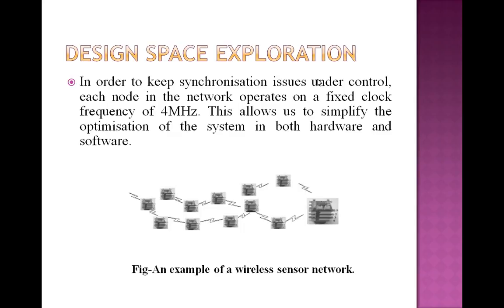In order to keep synchronization issues under control, each node in the network operates on a fixed clock frequency of 4 MHz. This allows us to simplify the optimization of the system in both hardware and software. By choosing the platform, our exploration is limited to finding versatile algorithms and partitioning this functionality between hardware and software.